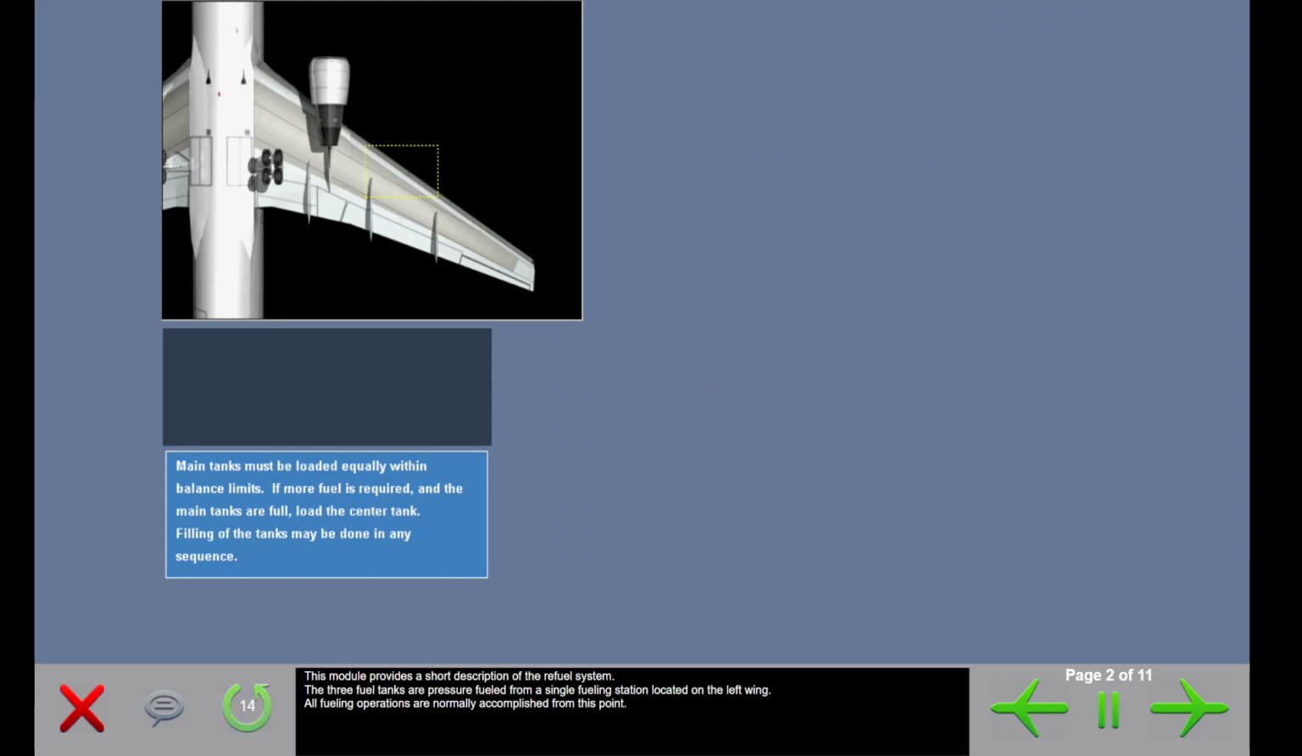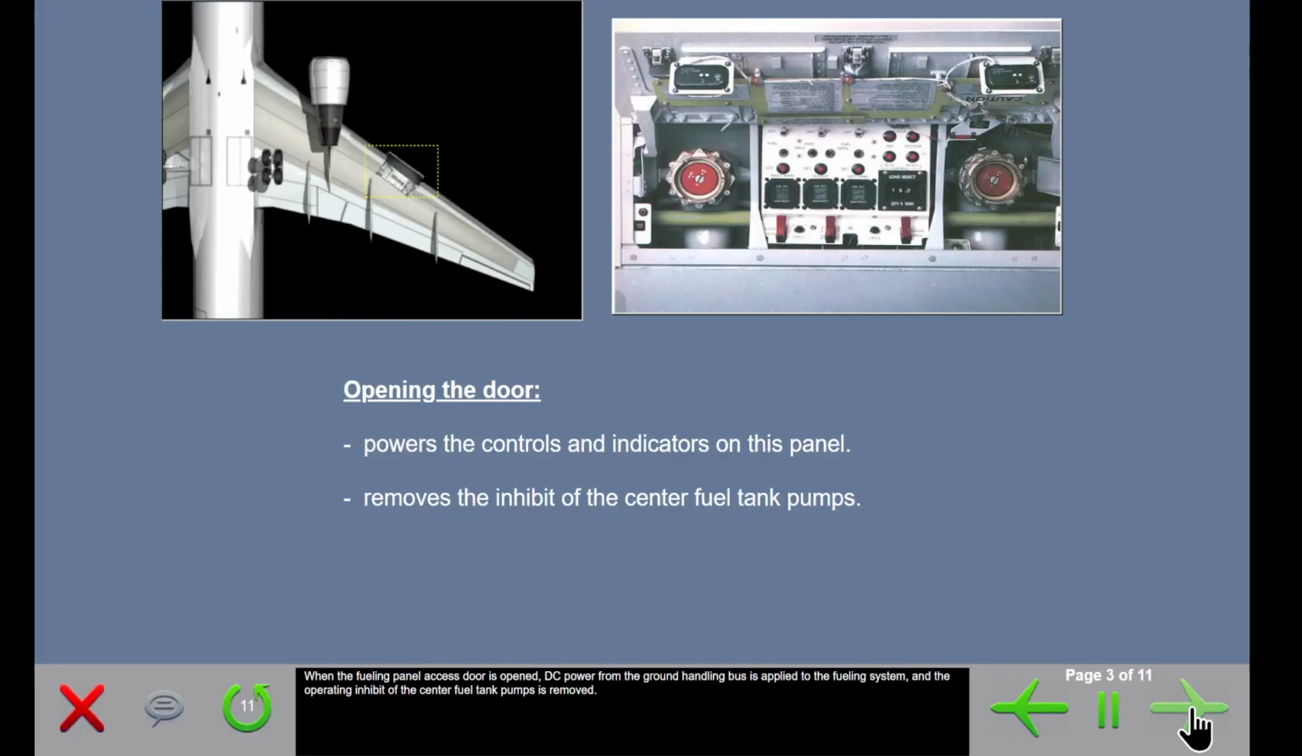This module provides a short description of the refuel system. The three fuel tanks are pressure-fueled from a single fueling station located on the left wing. All fueling operations are normally accomplished from this point. When the fueling panel access door is opened, DC power from the ground handling bus is applied to the fueling system, and the operating inhibit of the center fuel tank pumps is removed.